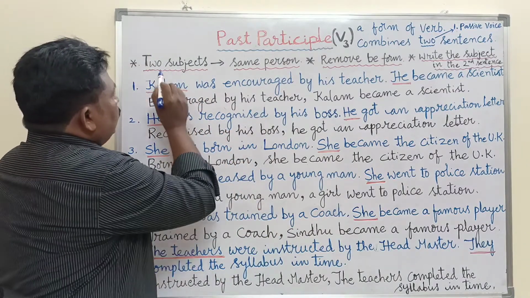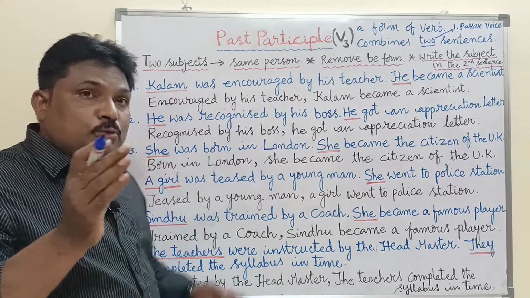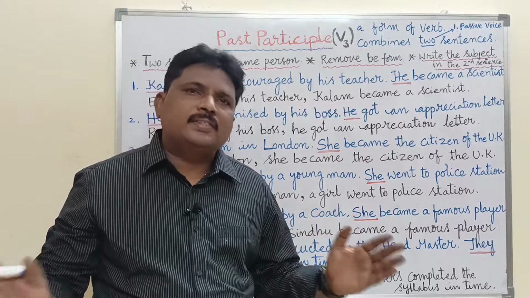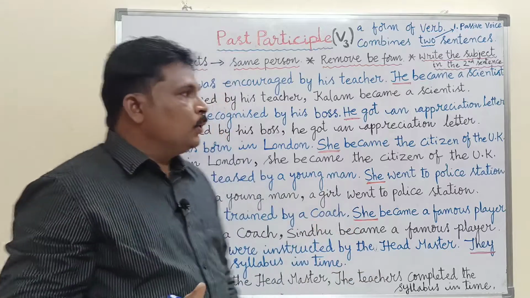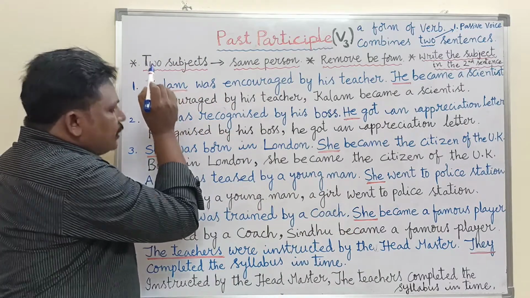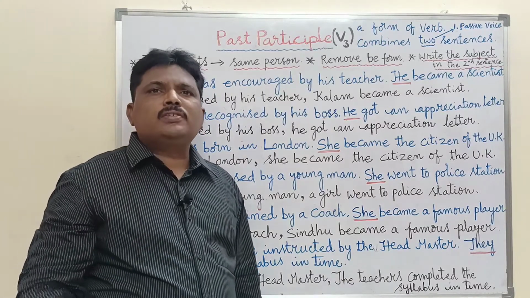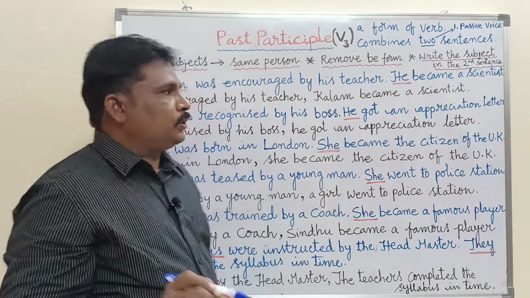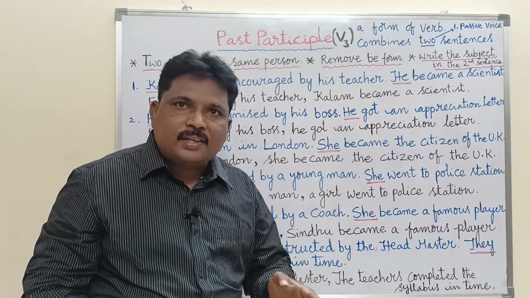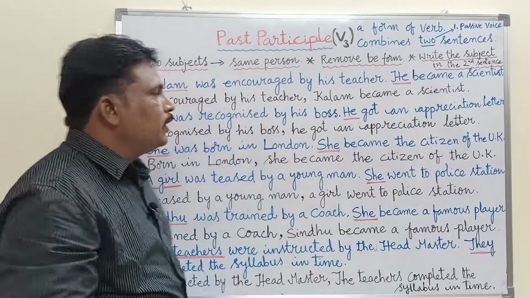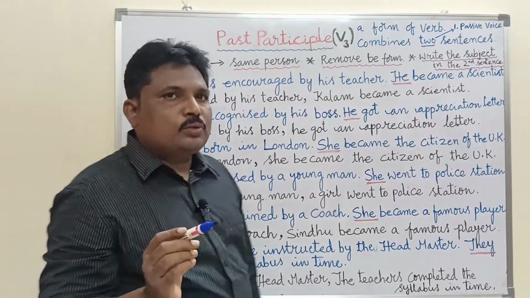Number one, there are two sentences that the students are given in examination. Of those two sentences, two are independent sentences, or two main clause sentences. Each sentence has its own subject. There are two subjects, and the two subjects have the same person as the subject. The subject of the first sentence and the subject of the second sentence, both are the same. That is, two subjects refer to the same person. That is the first point you remember.